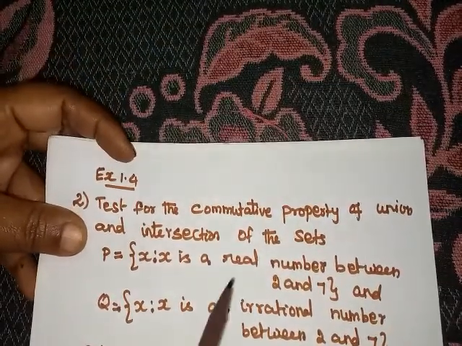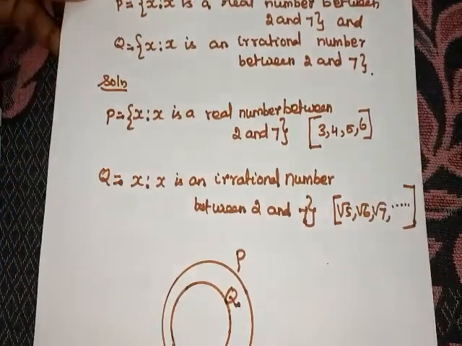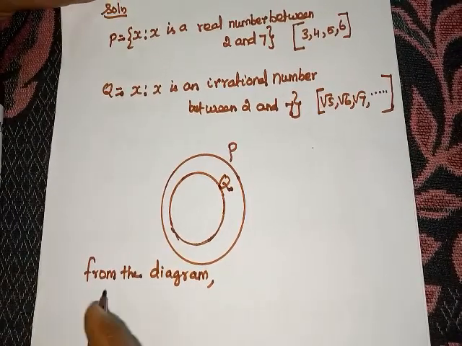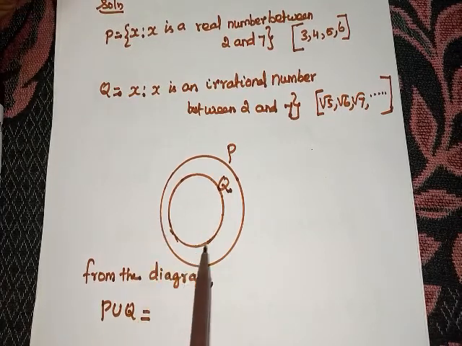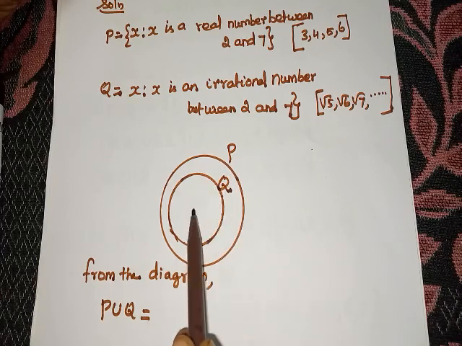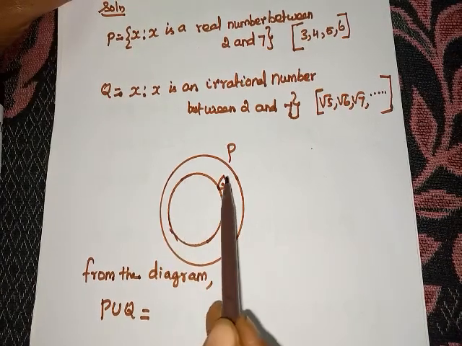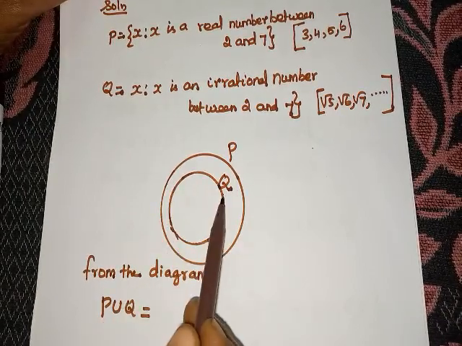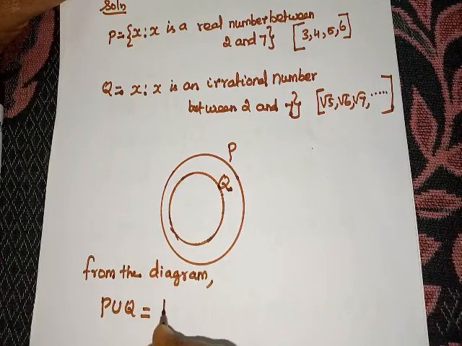We have to verify only the commutative property of union and intersection. So P union Q is equal to Q union P. First of all we need to find P union Q from the diagram. Just identify what you will get when we join P and Q. For example, Q is equal to {1, 2} and P is equal to {1, 2, 3, 4}. When we combine, we get {1, 2, 3, 4}, the P set only. So P is the greater set, and when we combine P and Q, we get the P set. Did you understand this concept?